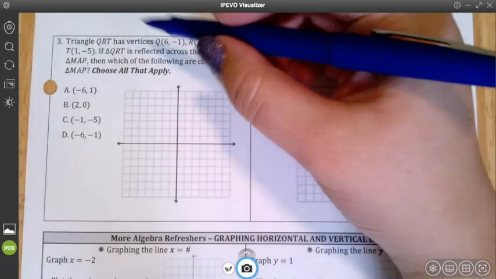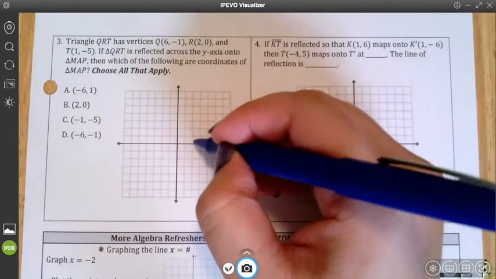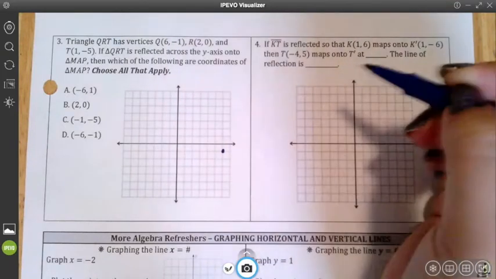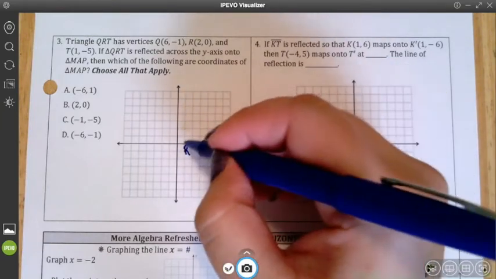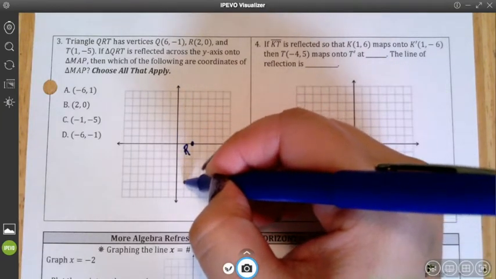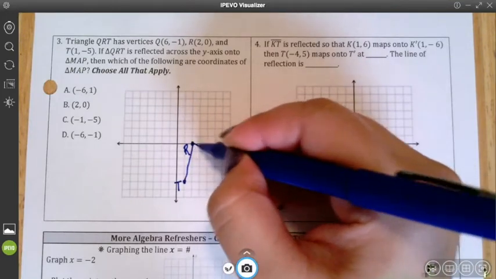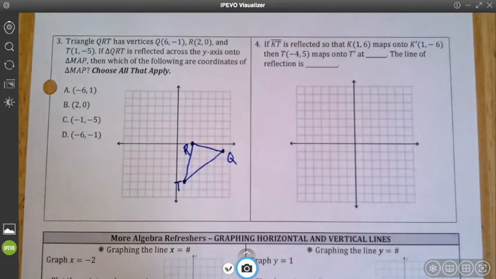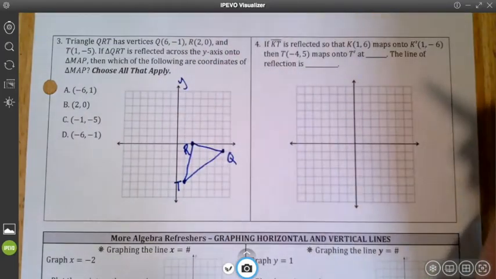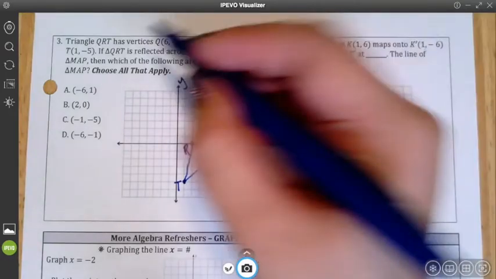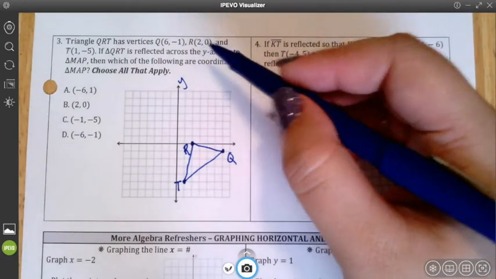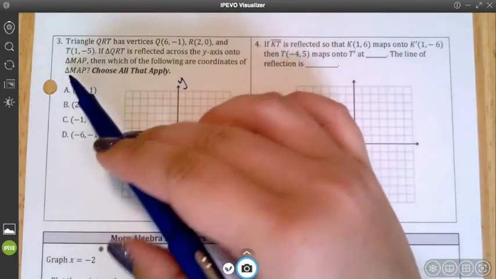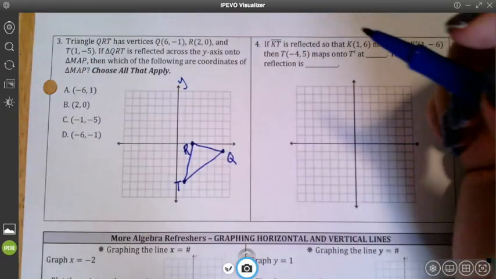Triangle QRT has vertices. Q is at 6, -1. R is 2, 0. This is Q. R. T is 1, -5. T. If the triangle QRT is reflected across the y-axis onto triangle MAP, so that says Q goes to M, R goes to A, T goes to P. Then which of the following coordinates are coordinates of triangle MAP? Okay, choose all that apply.